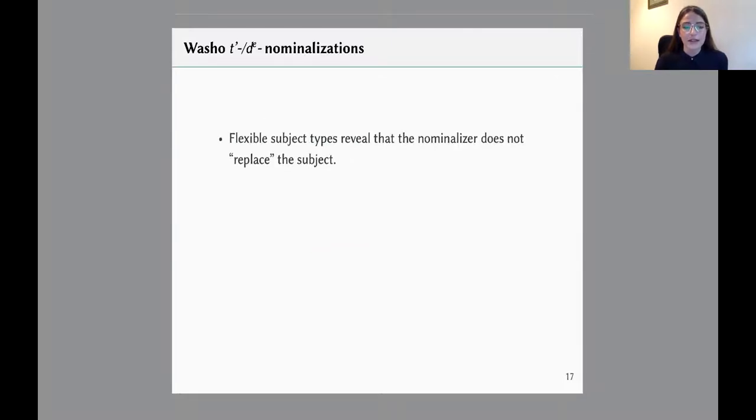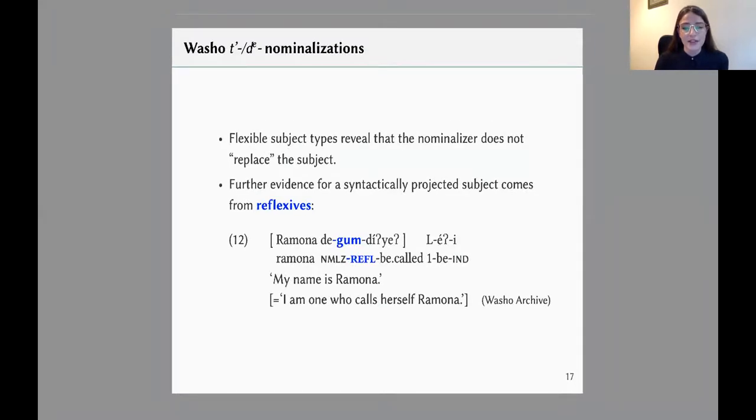So the availability of the flexibility in the subject type reveals that the nominalizer doesn't really replace the subject, because we have too many different possible meanings for that to be the case. And we in fact have additional evidence that we have a syntactically projected subject, which comes from reflexives. And this you can see here in 12.